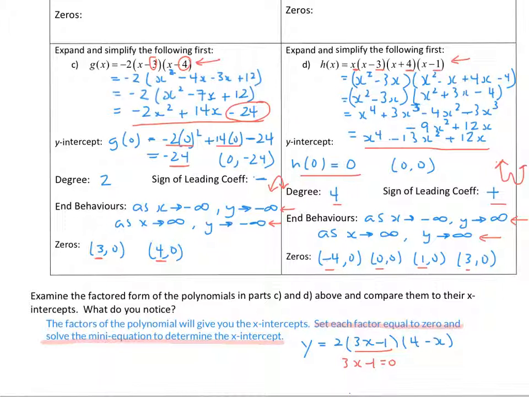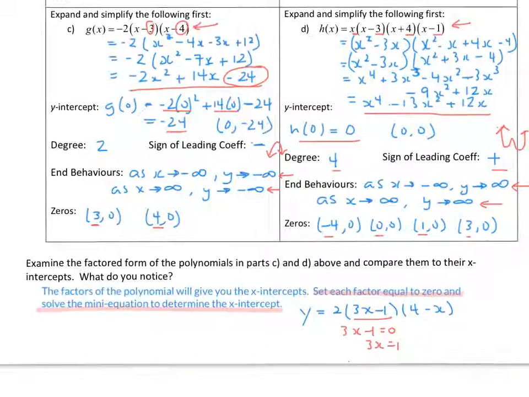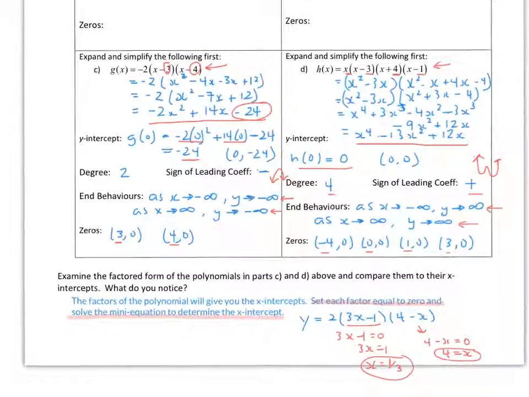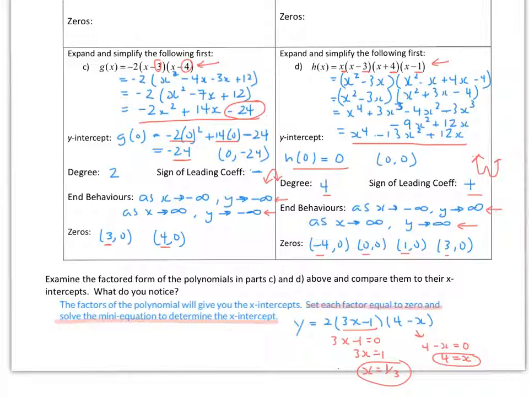So I would add 1 to both sides, and we get 3x equals 1. And then, if I were to divide both sides by 3, I'm going to get x equals 1/3 there. So one of my x-intercepts here is 1/3. My other one, I would have 4 minus x equals 0. I could add x to both sides, 4 equals x. My other x-intercept would be at positive 4. So hopefully that makes sense in terms of how we can come up with those x-intercepts from our factored form.